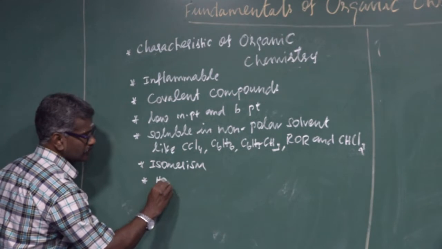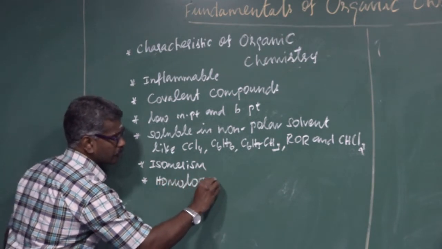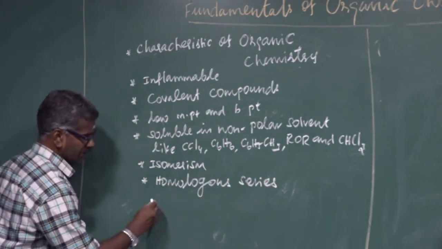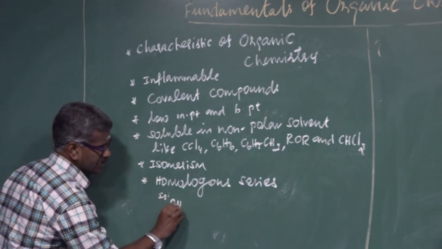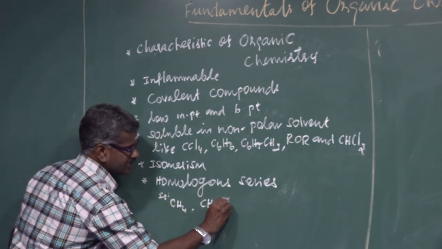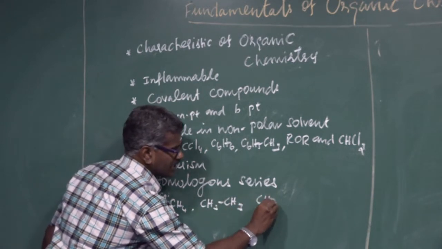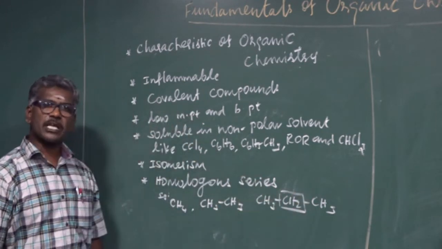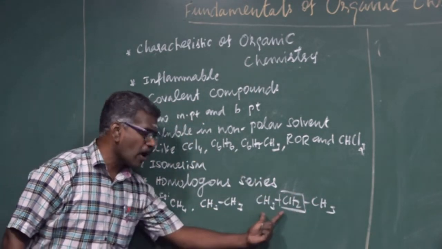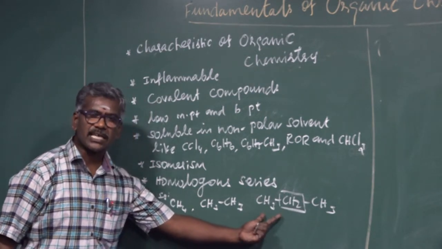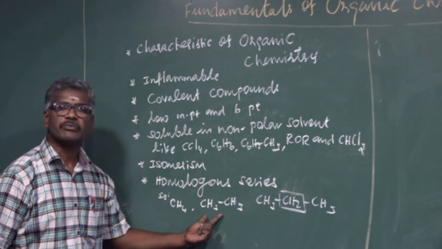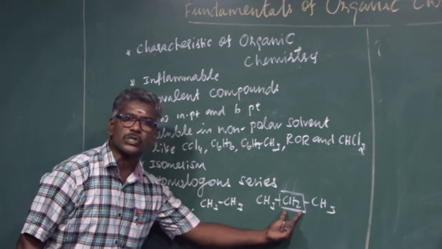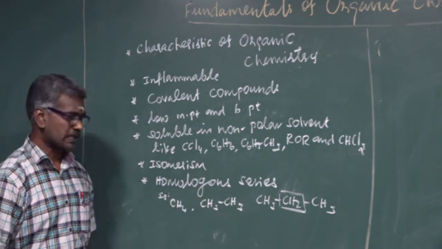Another one, homologous series. For example, CH4, CH3-CH3, CH3-CH2-CH3. What is the definition of homologous series? A series of organic compounds, each containing the characteristic properties of a functional group, where successive members differ by CH2. This is called a homologous series.